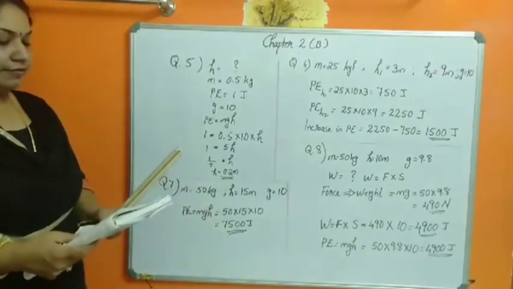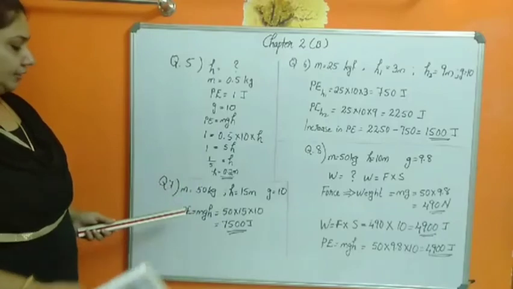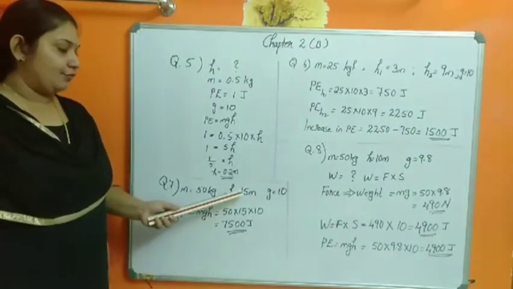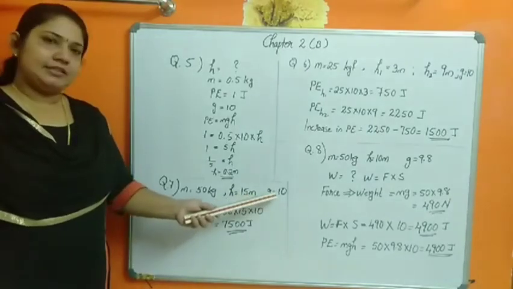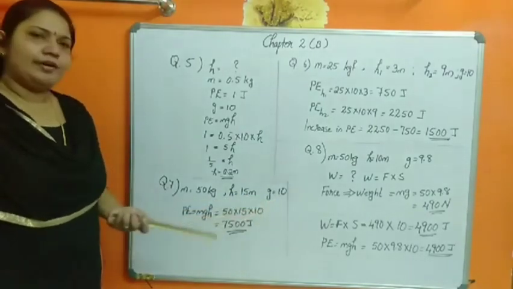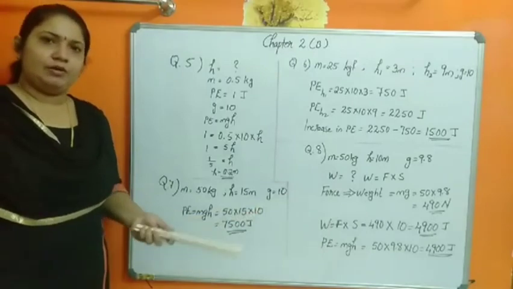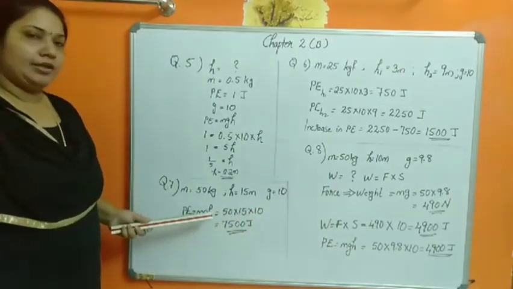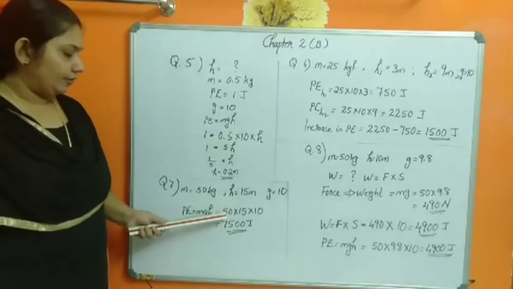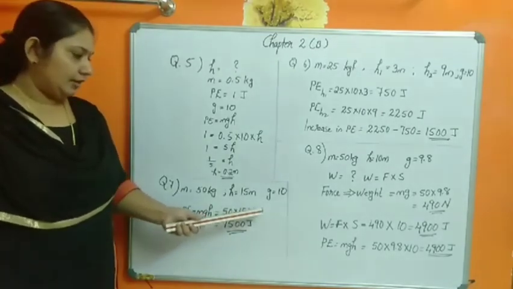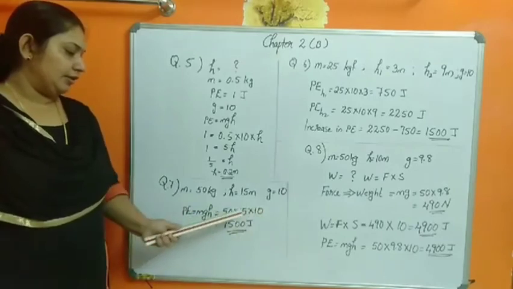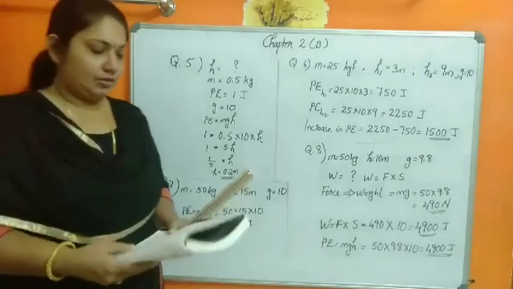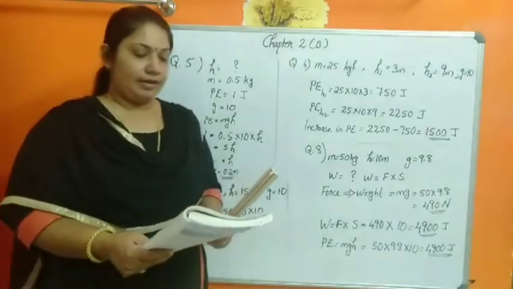So here we are saying a vessel containing 50 kg. So the mass of the vessel is given 50 kg and it is at a height 15 meter. Gravity is given 10. So you are asked to find potential energy. Simple calculation. Just multiply mass into gravity into height. Mass is given 50, height is 15 and gravity is 10. Just multiply it, you will get the answer 7500 joules.